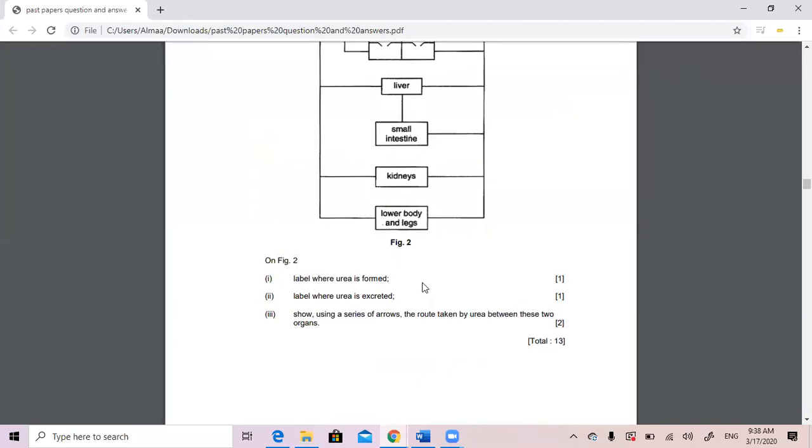Label where urea is formed, there in the liver. I will give you four to choose from: liver, small intestine, kidney, or lower body and legs. Where? Salman. Kidney? Urea goes to the kidney, but it is not formed in the kidney. Okay, Salman, where is it formed? Do you remember? Okay, thank you, Salman, for your participation.